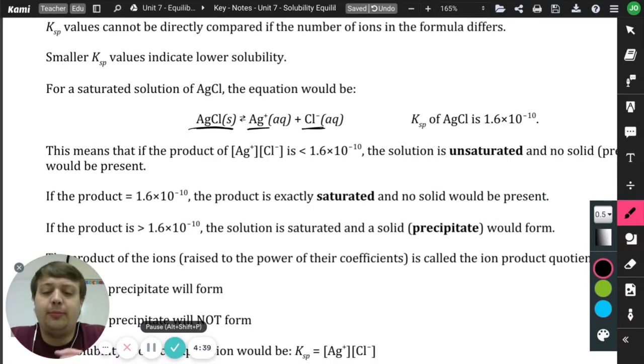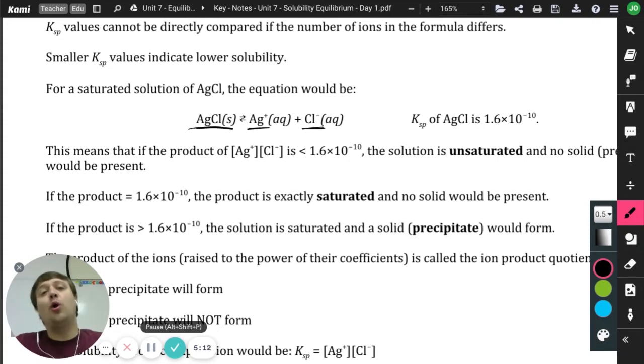Now, what this means is that if the product of the silver and chloride concentrations is less than 1.6 times 10 to the negative 10, the solution is unsaturated. Basically, we would see no solid present. So if we get that concentration product to be less than the Ksp, the solution is unsaturated. If it's equal to the Ksp, then we've got a saturated solution, but it's perfectly saturated, so again, we wouldn't see any solids present.